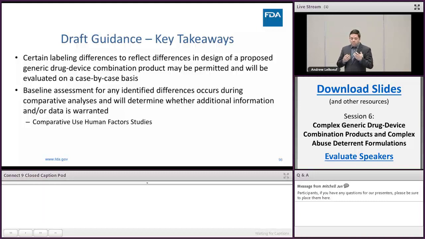The comparative analyses that are articulated in this guidance provide a baseline assessment of these differences. How can you identify them? How do you assess them in the context of an ANDA? And it will help you determine, or at least give an initial cut as to, whether additional information or data would be warranted to help support your application. And in that respect, the guidance does go into certain recommendations on what we call comparative use human factor studies. And now I'll turn it over to Dr. Witzmann for further discussion.